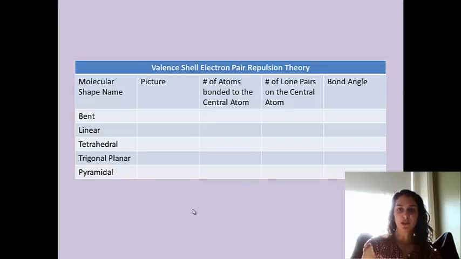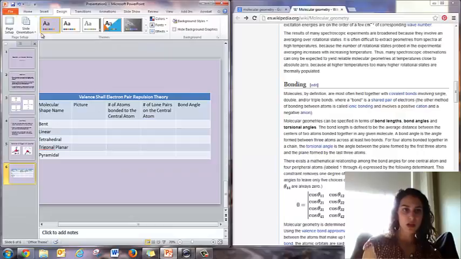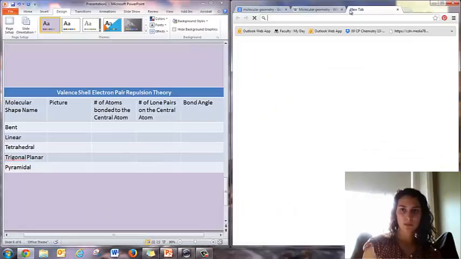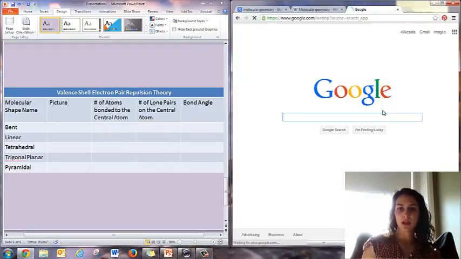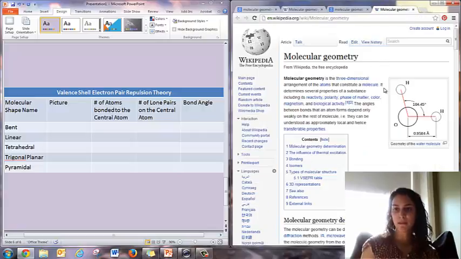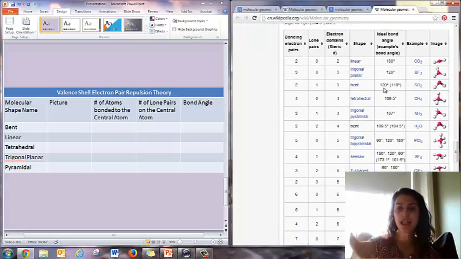So here we have the VSEPR theory with our 5 molecular shape names. We're going to fill out the first row. So I'm going to minimize this and I'm going to go to Google and Google molecular geometry. Wikipedia is a good source for this. You can go to Wikipedia and scroll down to the VSEPR table, which has many more shapes than we are going to learn about today. So we are going to do the bent.